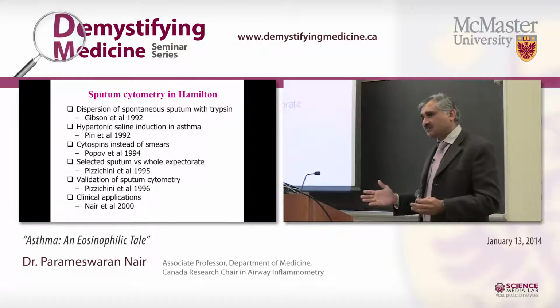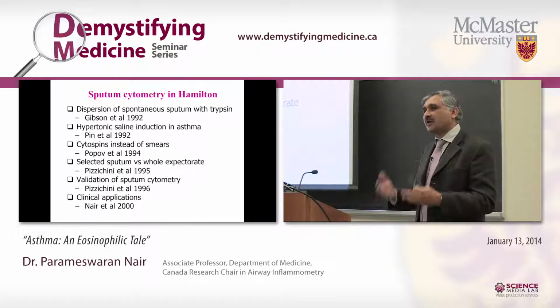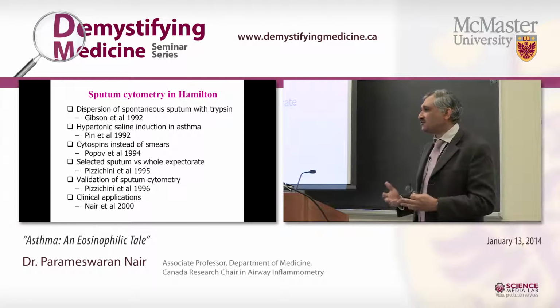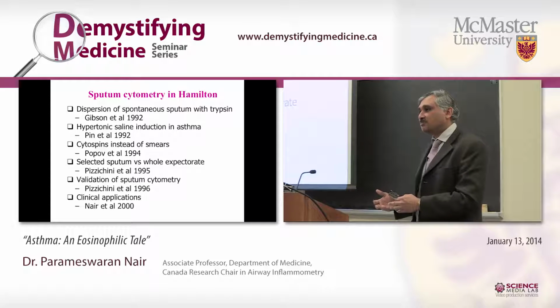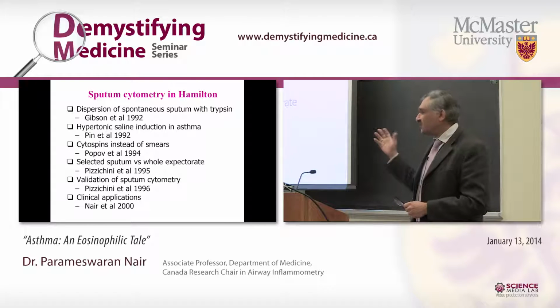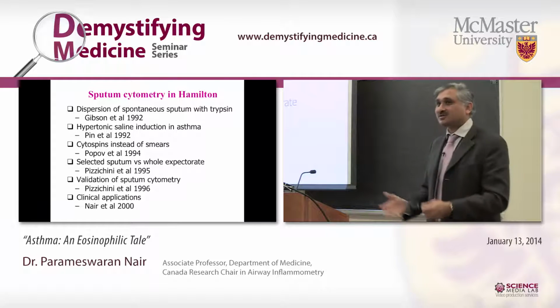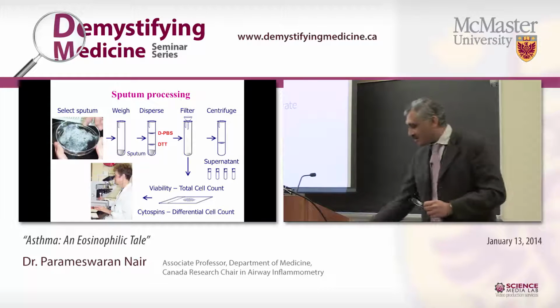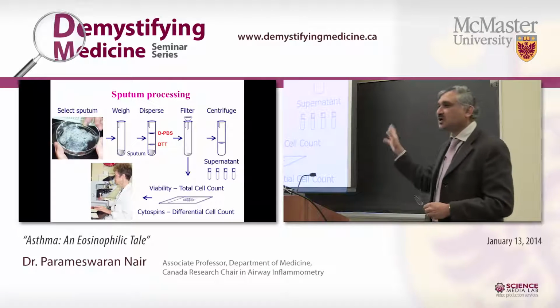The cytometry was validated. You've got to show that it's repeatable. If you do the same test twice, you've got to get the same results. If the patient gets worse, you've got to show that the cell numbers go up. If the patient gets better, you've got to show that the numbers come down, which is called responsiveness. So they did that, and then finally the test was there. It was all done. All I had to do was start applying it in practice. And that's how we do it.